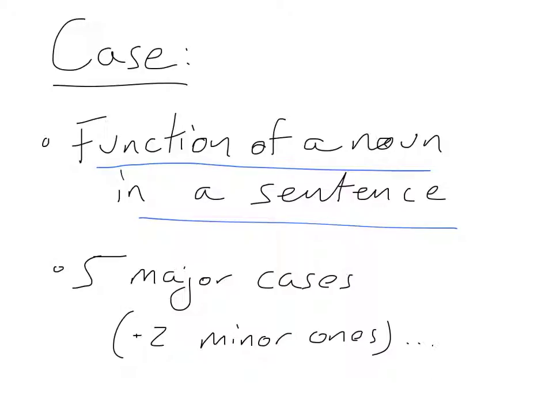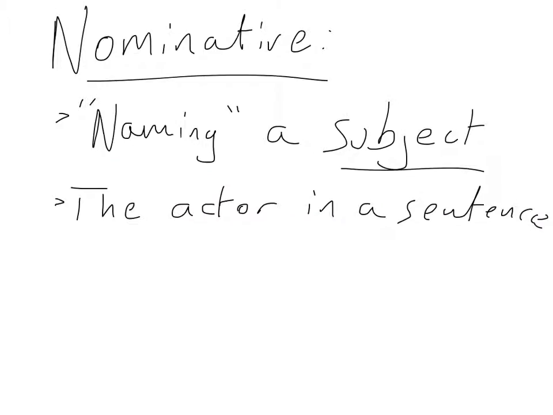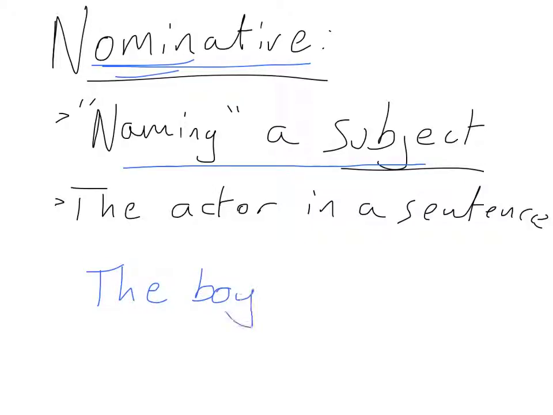There are 5 of these cases, or at least 5 major cases, and there are 2 smaller ones that we're not going to discuss here. But we're going to go through each of the 5 major cases in quick order. The first of those is the nominative. The nominative case, you might recognize nomen, the word for name. The nominative case is used for naming the subject of a sentence. So the subject is the actor in a sentence. So the boy threw the ball.